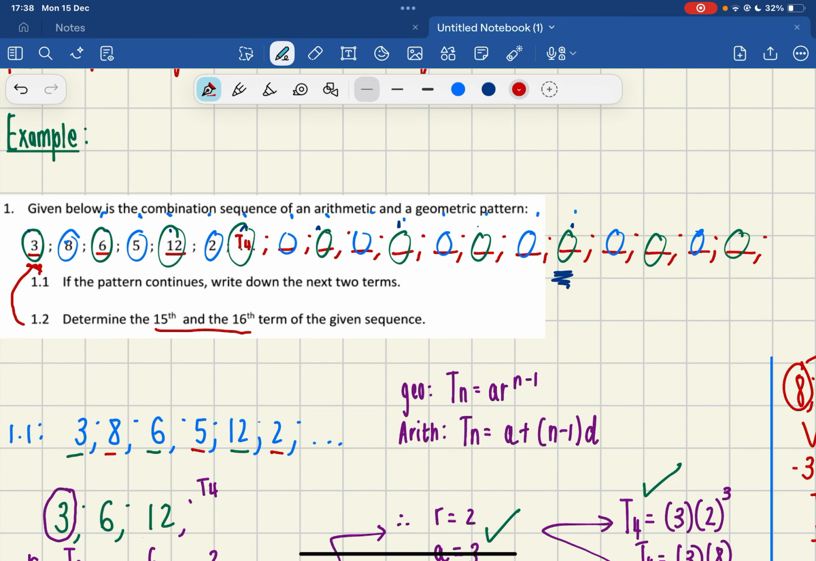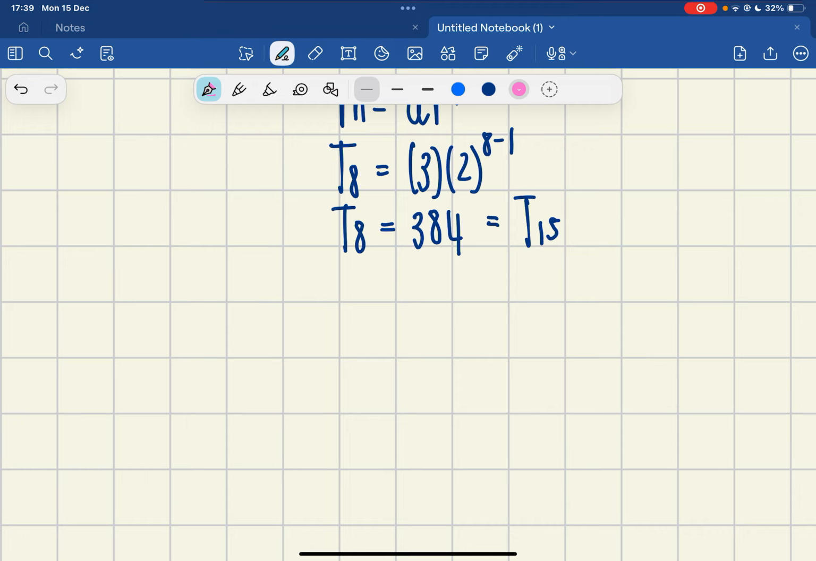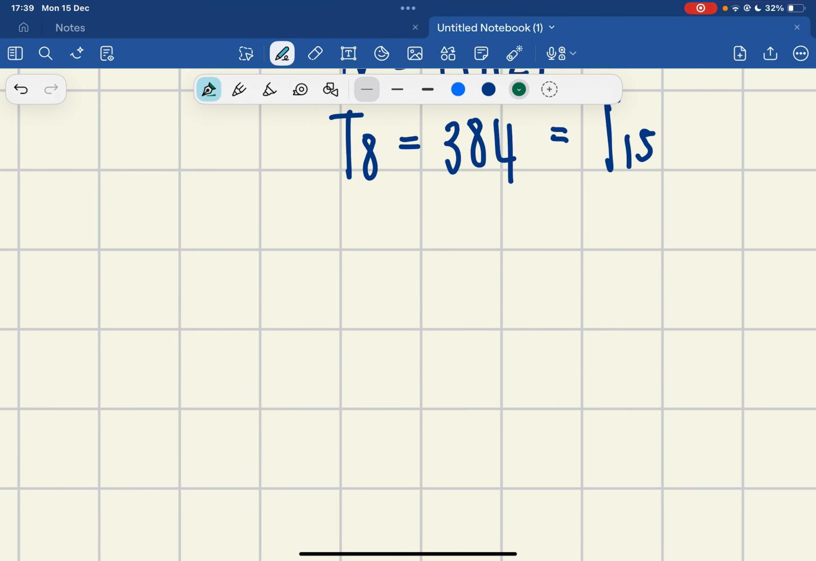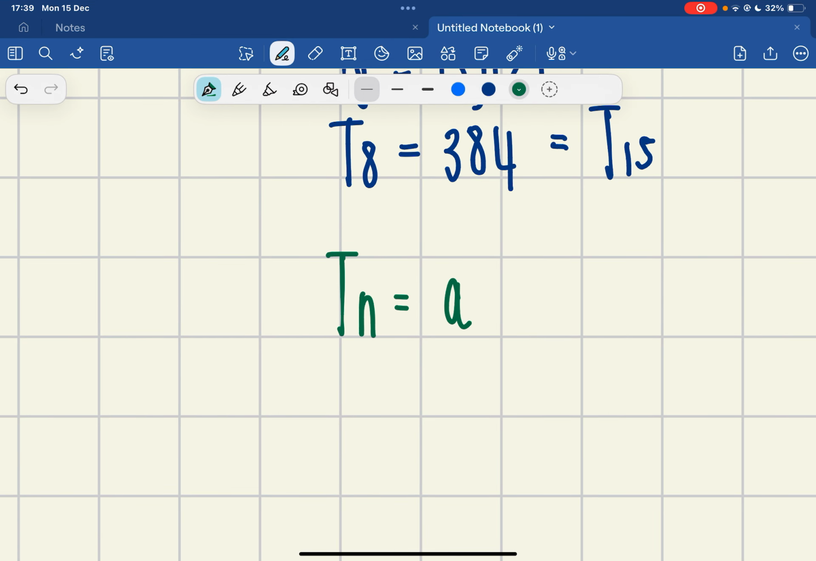Okay. So let's look at the original sequence. Let's see under which sequence, arithmetic or geometric, would the 16th term fall. Okay. I'm going to use a pink pen now. 1, 2, 3, 4, 5, 6, 7, 8, 9, 10, 11, 12, 13, 14, 15, 16. 16 is blue, therefore arithmetic. Okay. And we said that our arithmetic sequence can be described this way.